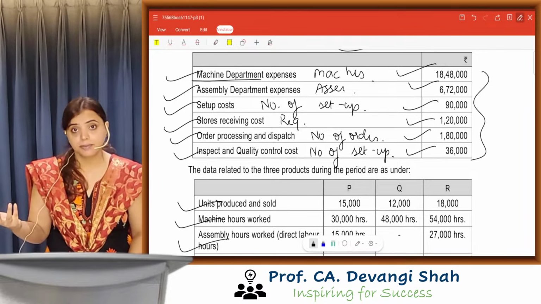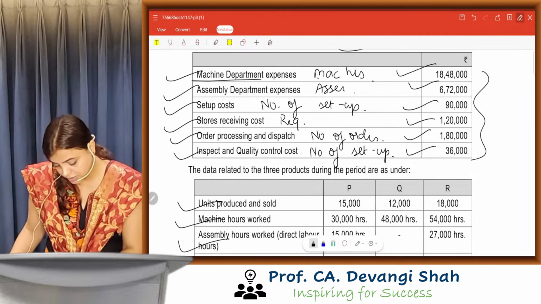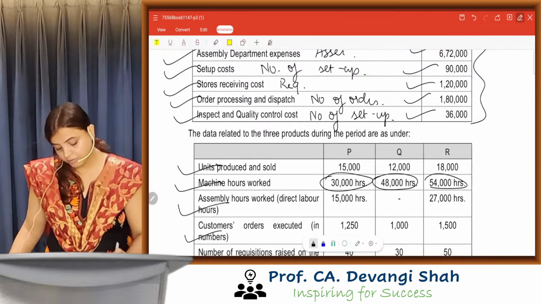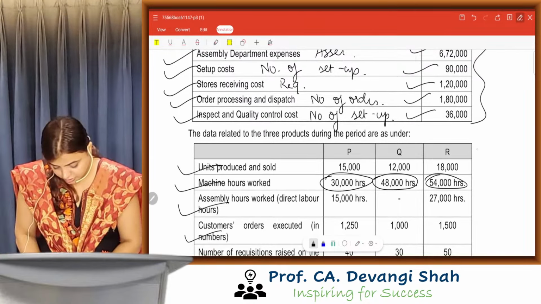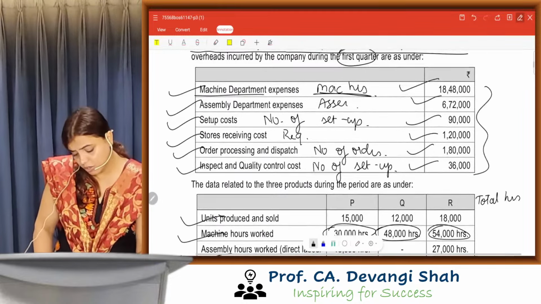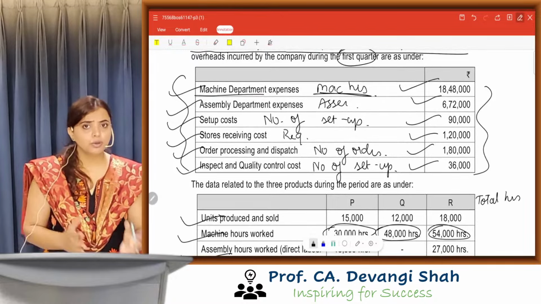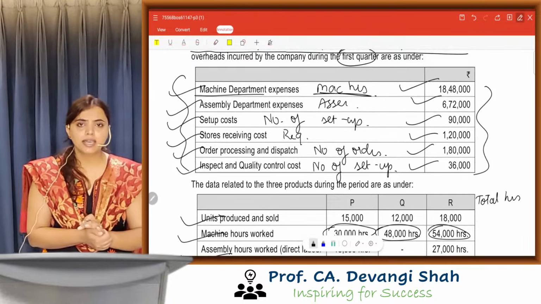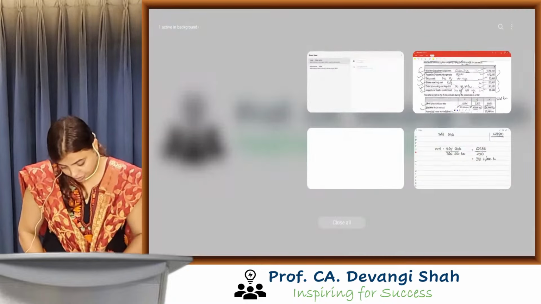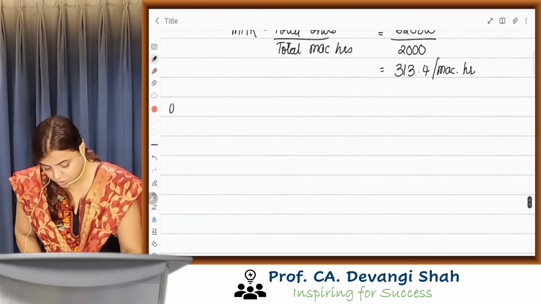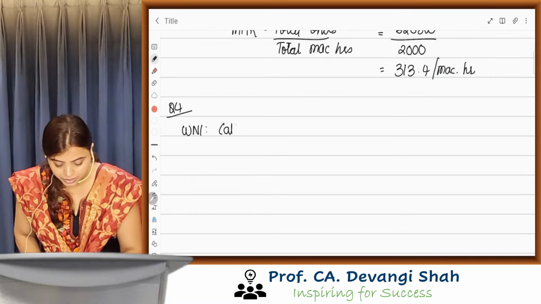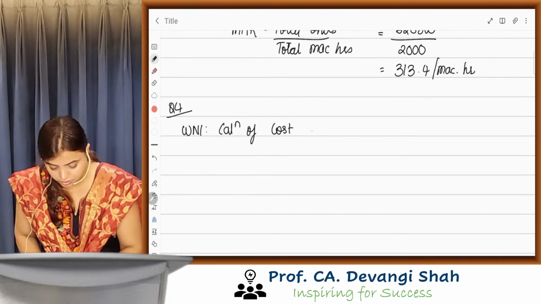कितने cost drivers है? सबसे पहले है machine hours. So we know that these are the machine hours. What is total machine hours? Let's do one thing, friends. There are so many cost drivers, right? Few we know, few we don't know. So let's make a working note and there we'll calculate all the cost drivers at once. Okay, so for this sum, that is question number 4 of ABC, we are going to make working note 1, calculation of cost drivers.